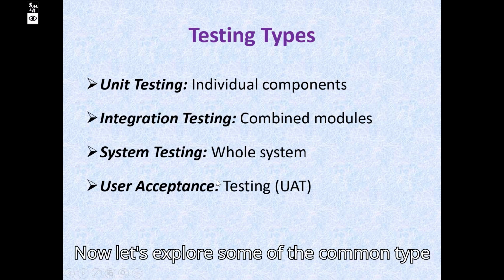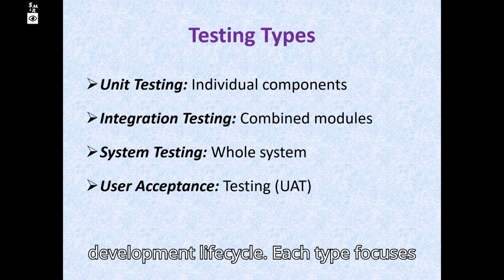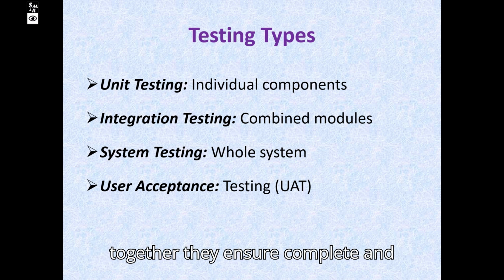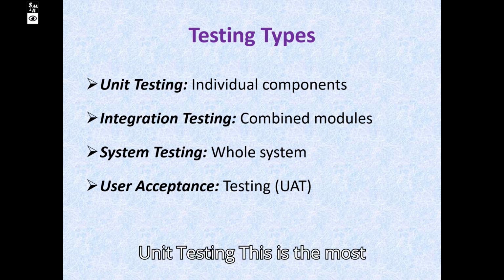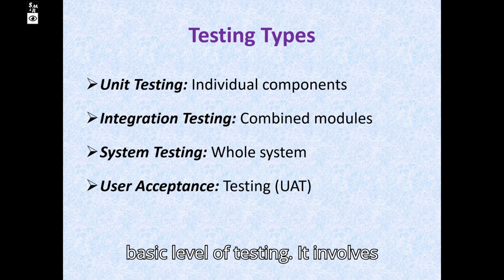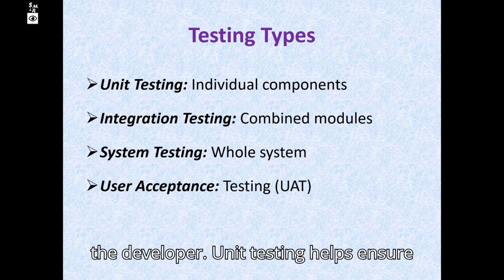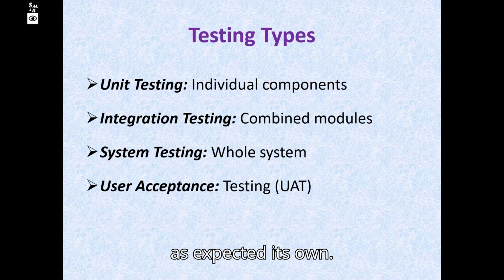Now let's explore some of the common types of testing used in the software development lifecycle. Each type focuses on a different level of the software, and together they ensure complete and reliable functionality. Unit testing. This is the most basic level of testing. It involves testing individual components or functions of the code, usually done by the developer. Unit testing helps ensure that each small piece of the program works as expected on its own.